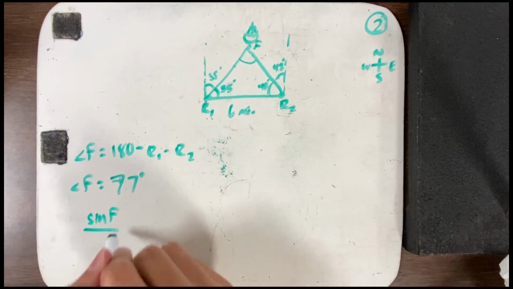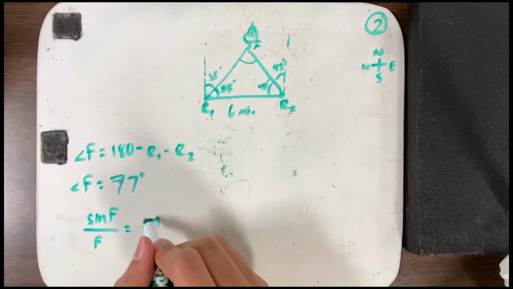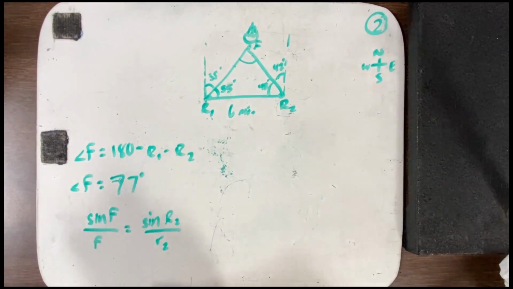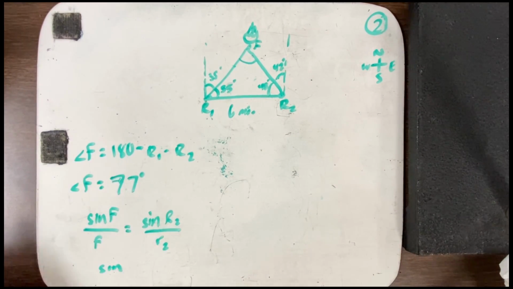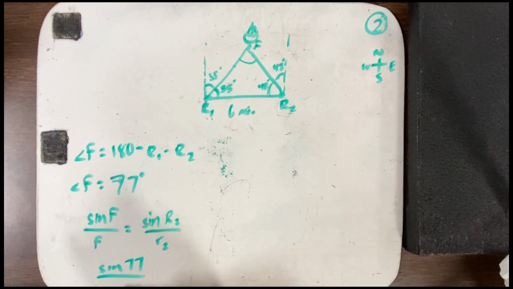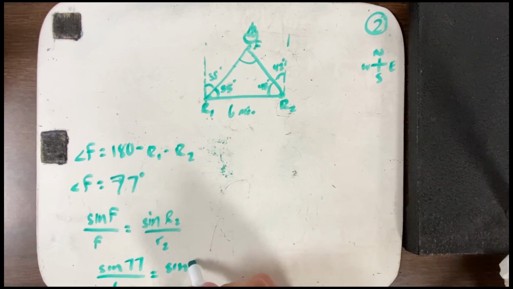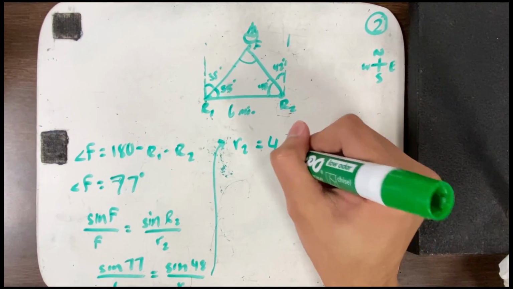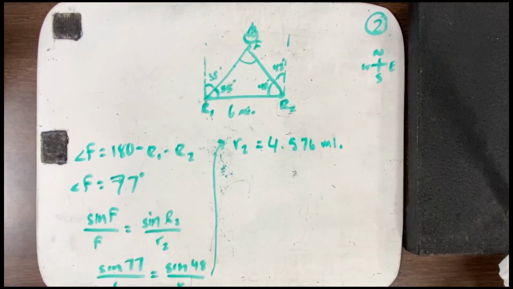Now all we do is law of sines. So we get sine F over F equals sine big R2 over little R2. So that would be sine 77 over 6. Sorry, it kind of cuts out here. Which is equal to sine 48 over little r2. Solving for r2, we get that r2 is 4.576 miles.